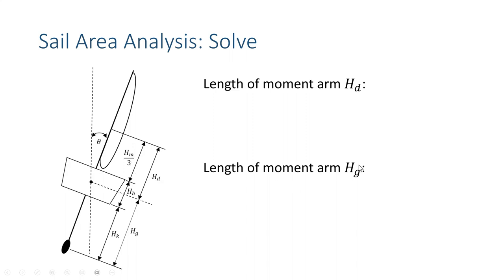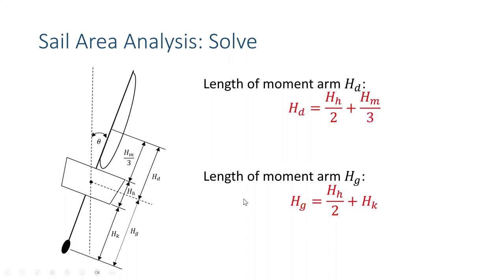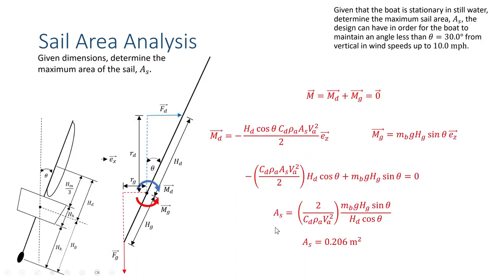What about the moment arm of the gravity? About the same thing. We've got our keel height plus half of the hull height. Those are pretty straightforward, right? So that's what these two expressions are right here. So our height for the drag force is going to be the height of the hull divided by 2 plus the height of the mast divided by 3. The length of the moment arm for our gravity force, we've got our hull height divided by 2 plus our keel height. Okay, so let's go back to our moment equations.